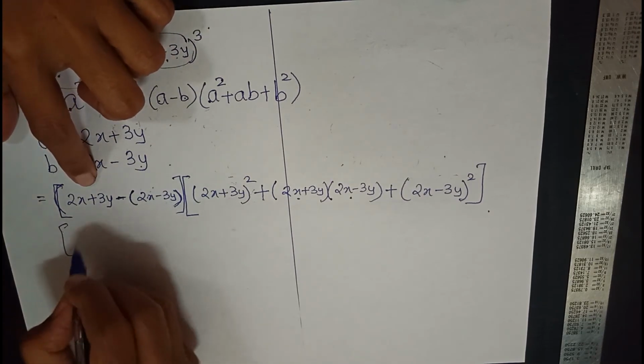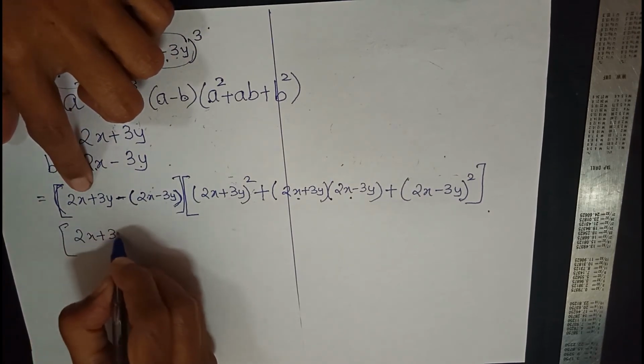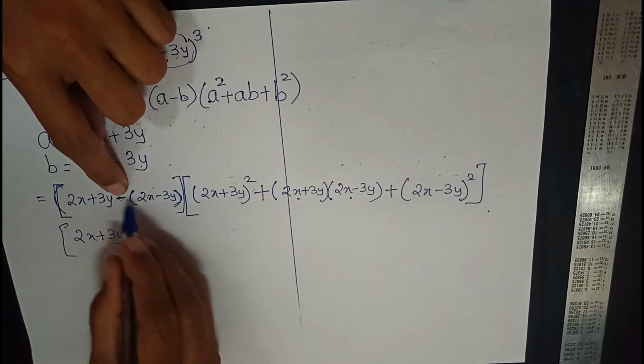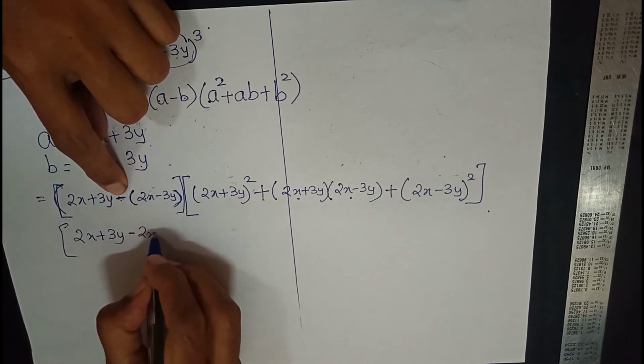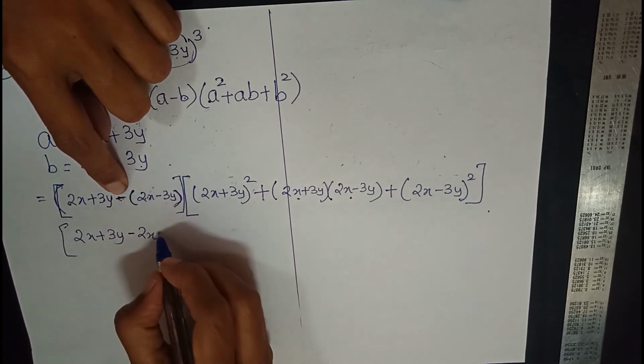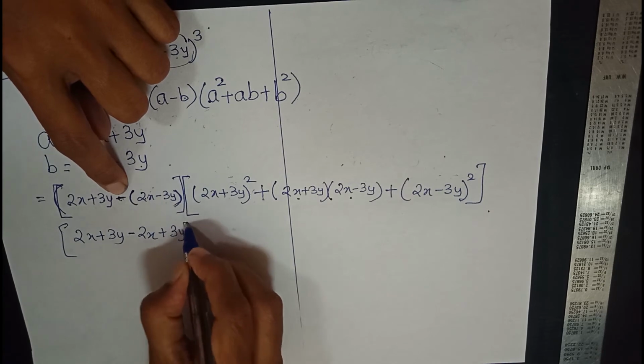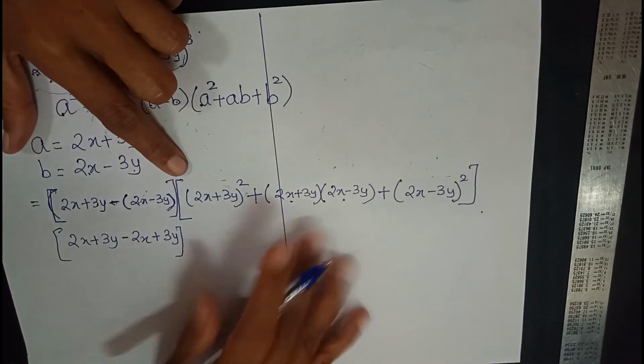Now first step, let's open this bracket. We write this part as it is. Now minus into 2x will become minus 2x. Minus into minus will become plus. So we get plus 3y. So this is the first bracket.